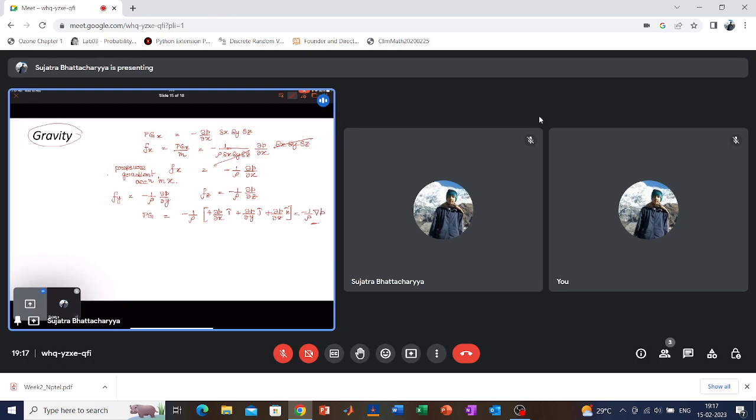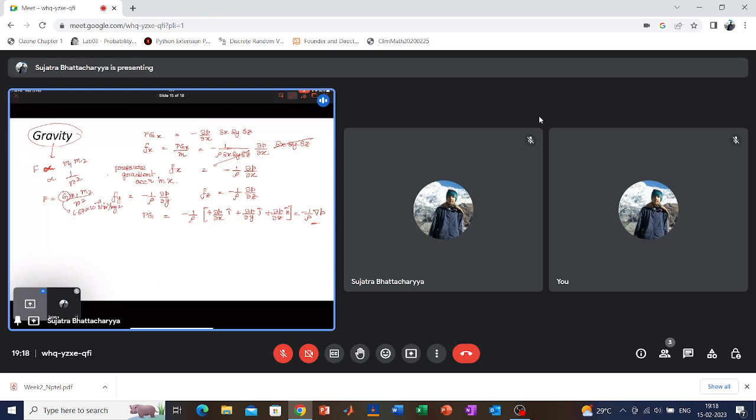We all know what gravity is. Newton's law of gravitation tells that the force between two masses is proportional to the product of the masses, and inversely proportional to the square of the distance between the two masses. So F will be equal to G m1 m2 by r square, where G is the gravitational constant whose value is 6.67 into 10 to the power minus 11 Newton meter square per kg square.